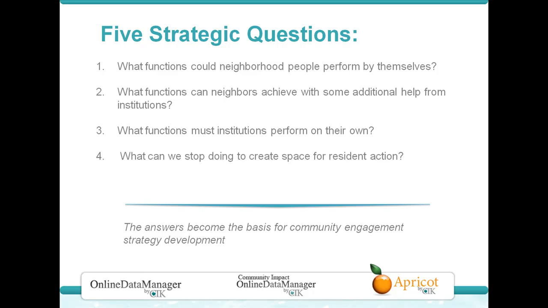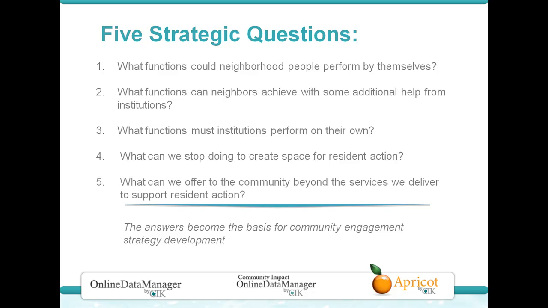The 4th one is, what can we stop doing to create space for resident action? So again, once we've identified these things, what can we stop doing that we're now doing so that we can create space? Because we have to create that expectation that if the people don't do it, it won't get done. If people don't become involved, it won't get done.